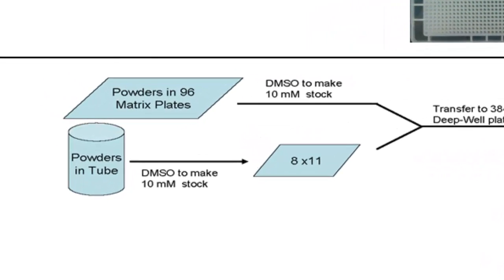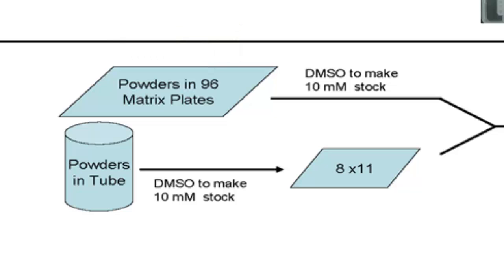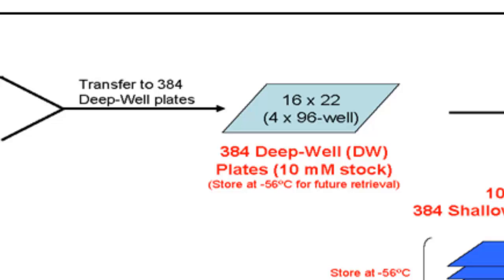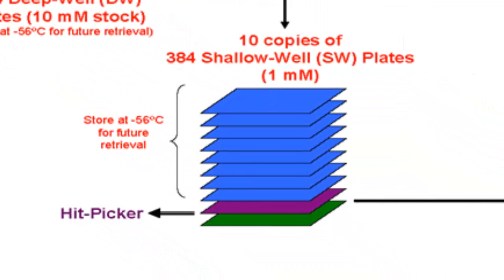When the compound comes in powder form, we individually and manually put it into 96 deep well plates and dissolve it in DMSO to be sure that the compounds are completely dissolved. After dissolution, the compounds are transferred to 384 deep well plates. By doing so, 4 of the 96 well plates constitute a 384 deep well plate. After that, the compound is diluted to 1 millimolar, again into 384 plates. Here, we make 10 copies of the 384 well plates.